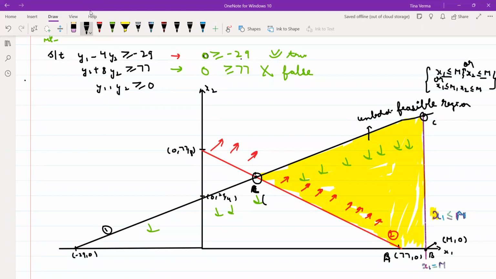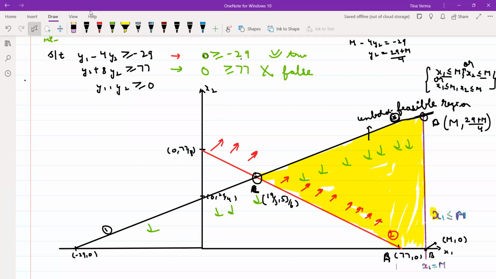Suppose I am taking point C, which is the intersection. We have already found lines 1 and 2, and I am taking the intersection with the line x1 equal to m. This line is the second constraint. So I can find the intersection. If I put m in place of y1, I will get y2 as (29 plus m) by 4. So put y1, that is m, minus 4 y2 equal to minus 29, and y2 will be (29 plus m) by 4. So you got the point.